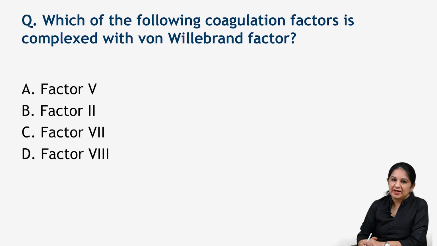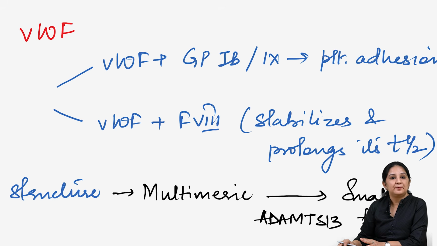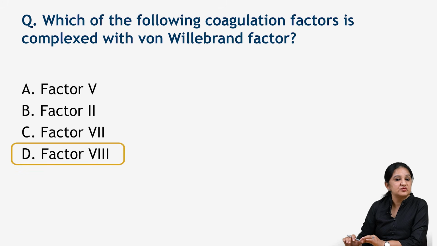Which of the following coagulation factors is complexed with von Willebrand factor? Okay, this is a very simple question. Von Willebrand factor is associated with factor 8. What is the function of von Willebrand factor? Can anybody tell me? Von Willebrand factor will combine with GP1b-9 and will cause platelet adhesion. Von Willebrand factor also associates with factor 8 and does what? It stabilizes and prolongs the half-life of factor 8, right? So the correct option here is factor 8.